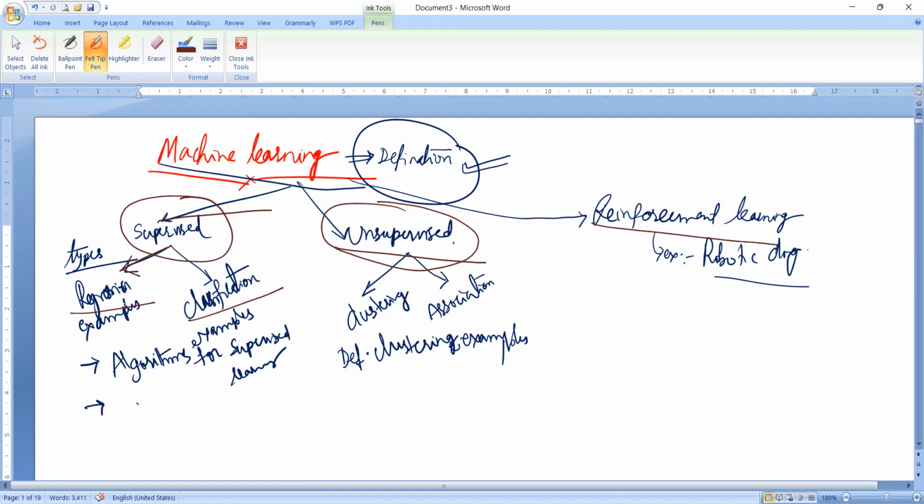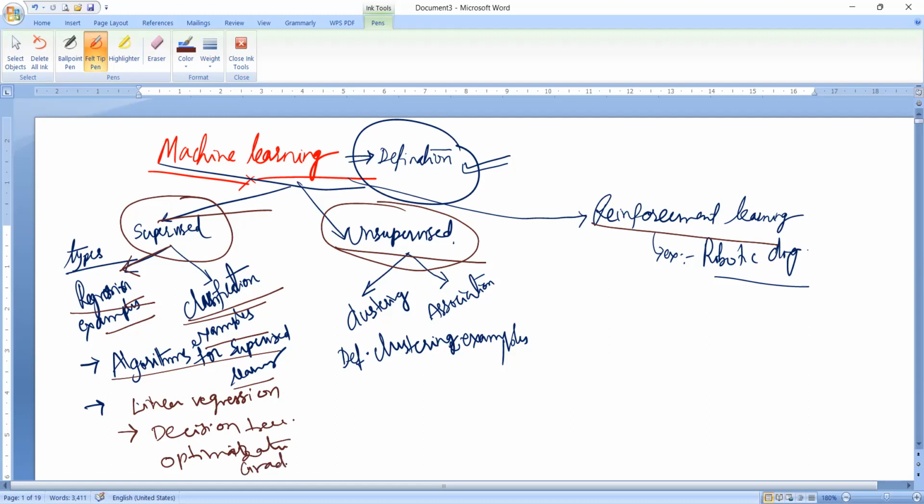Now we'll see the definition of regression and classification, the different examples of regression problems, and the problems in which the supervised classification technique will be used. Next, the algorithms for supervised learning and how they work, the definition of linear regression, the definition of decision tree, and next, optimization. Then the gradient descent algorithm, which I'll explain, comes under supervised learning techniques.